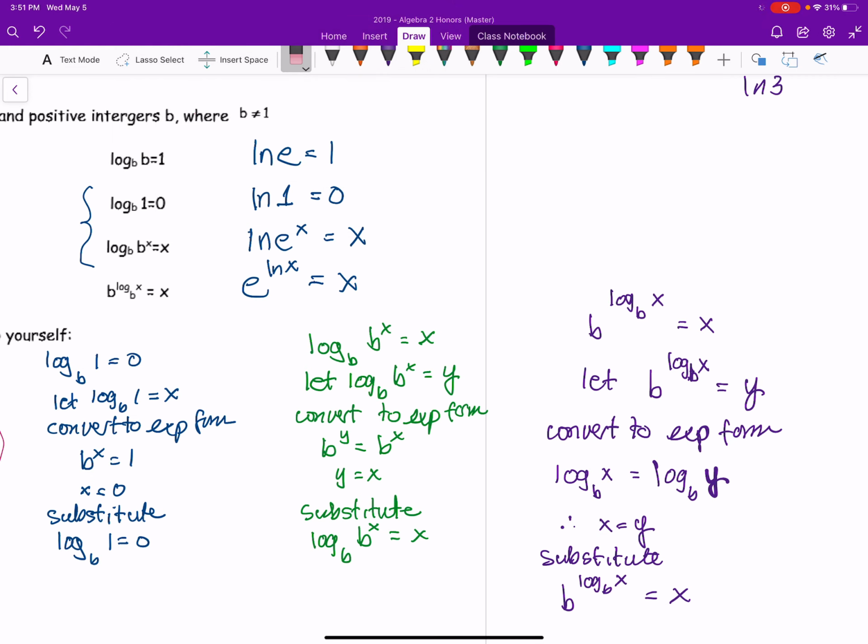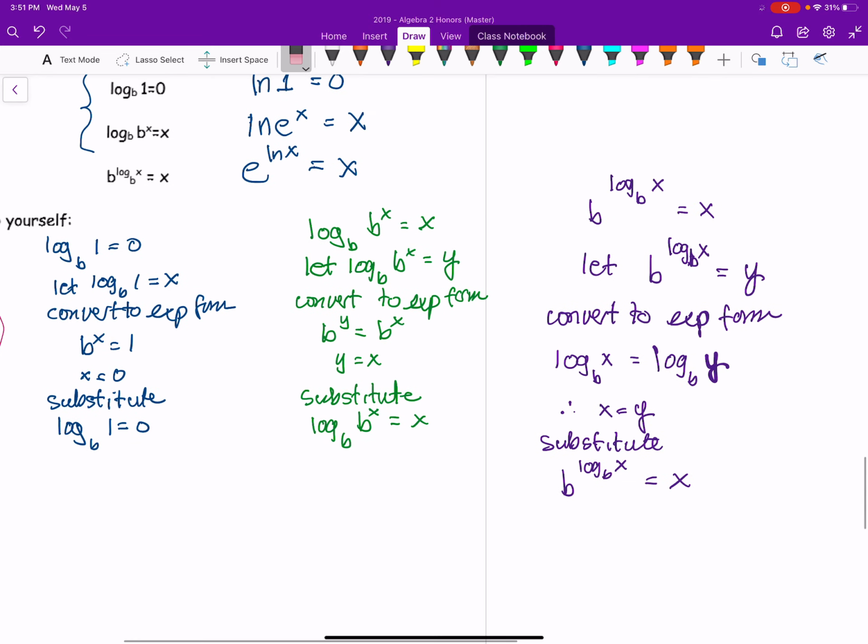We're going to let b to the log base b of x, what we want to show is equal to x, equal to y, and convert to exponential form. Remember, in exponential form, so here, I'm converting to logarithmic form. I wrote that incorrectly, sorry. So we're converting, come on, erase. Okay. We're converting to log form.